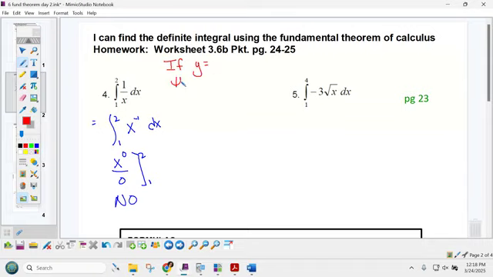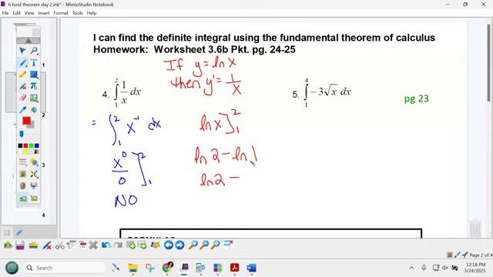So if y equaled this, then y prime was 1 over x. It's the ln of x. So the antiderivative of 1 over x is ln of x. So with the fundamental theorem, that gives us ln of 2 minus ln of 1. This has a base of e. So e to what power is 1 is 0. So our final answer is ln of 2.